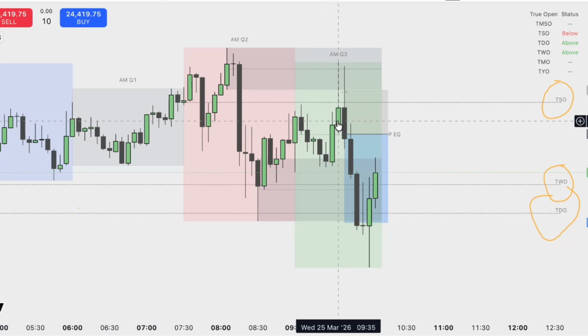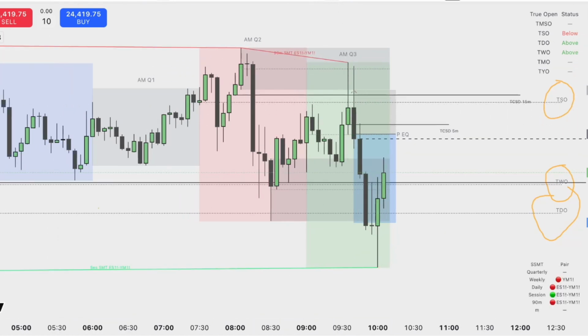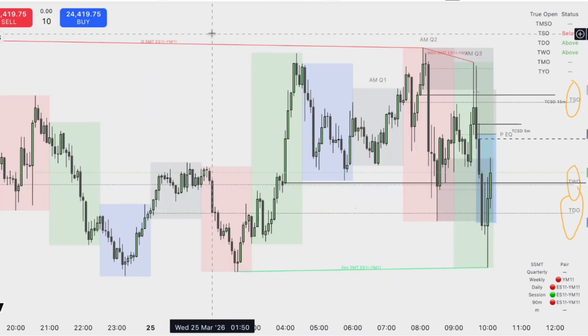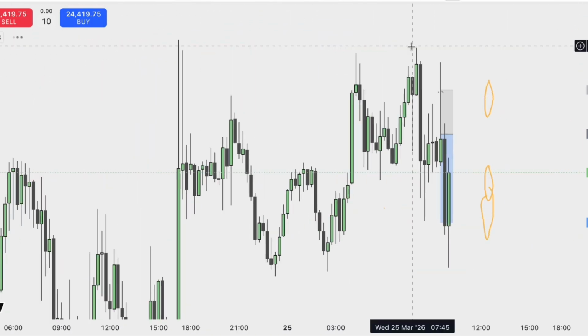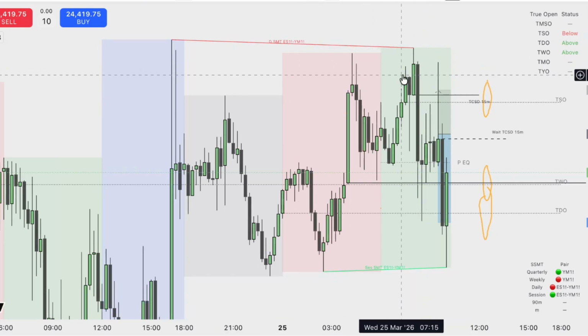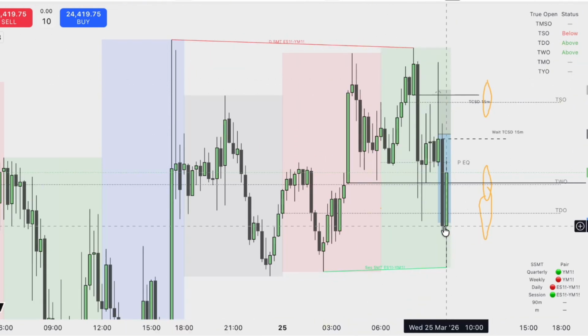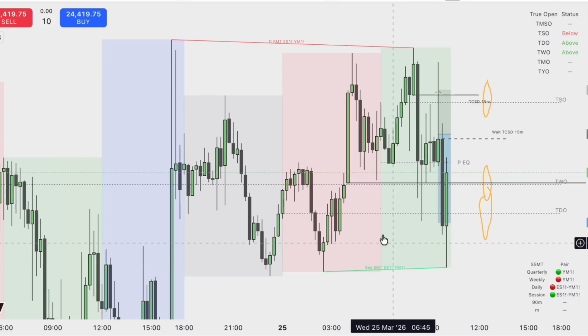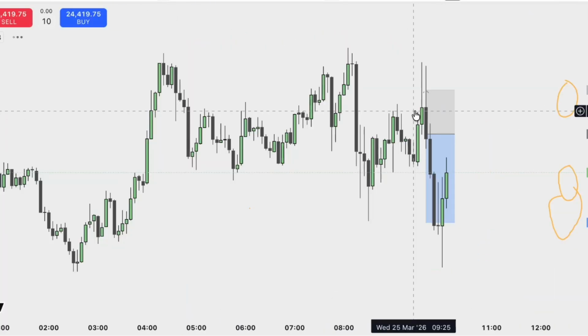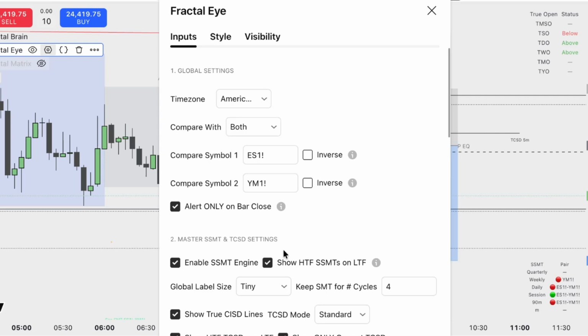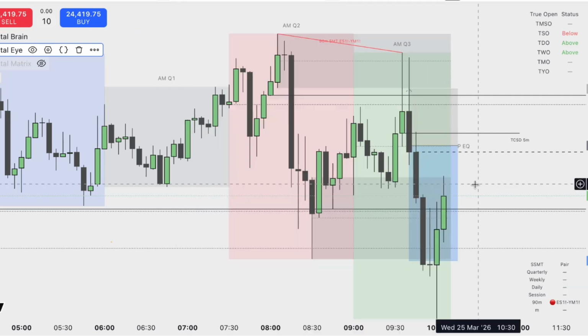So once I see rejection here, and then we have a fractal high that shows us that here there was also an SMT between these highs and these highs on a higher time cycle, right? And there was even a higher SMT, right? Right now you don't see the session SMT here because it already happened, another session SMT right here on the other side. So let's turn this off for a second. Yeah, all right.